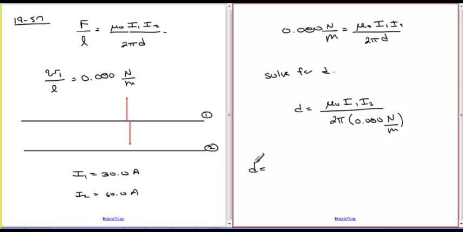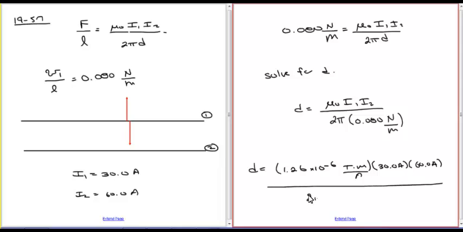So now we just plug the numbers in. Mu 0 is called the permeability of free space. It has a value of 1.26 times 10 to the minus 6, and the units are Tesla meters per amp. And we multiply by I1, which is 30 amps, times I2, which is 60 amps, divided by 2 pi times the weight per unit length.